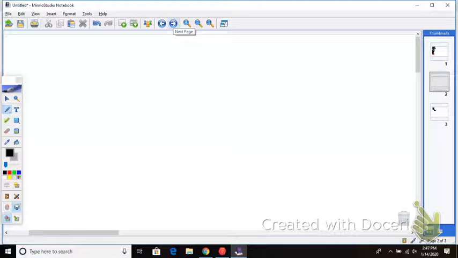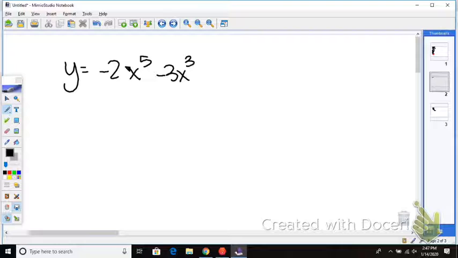So the first thing we need to do for the bell ringer is write it in standard form. So what has the highest exponent? -2x to the fifth. And then we have -3x to the third, is that right? Yep. Plus 5x squared, tell me if I'm wrong. Plus 9x plus 1.